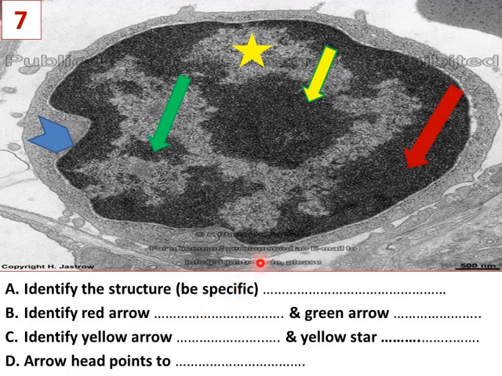This is an EM picture of a heterochromatic nucleus. Dear students, this is the surrounding cell, this is the cell membrane, and this is the nuclear membrane. This is the nucleus occupying most of the cell. This comes from a small lymphocyte.